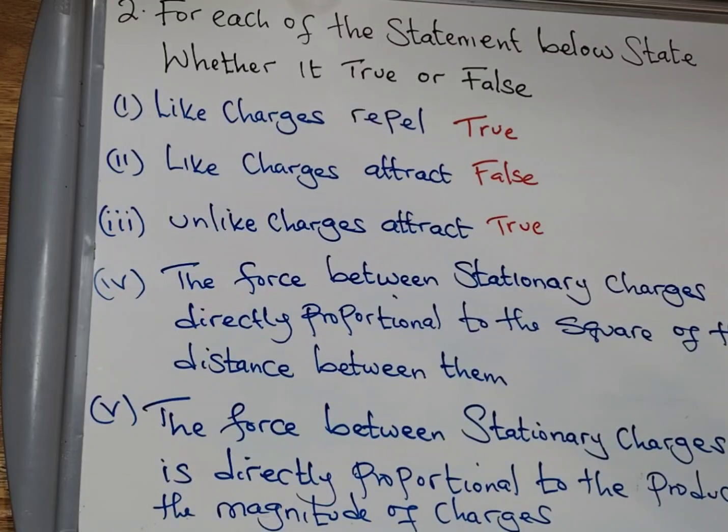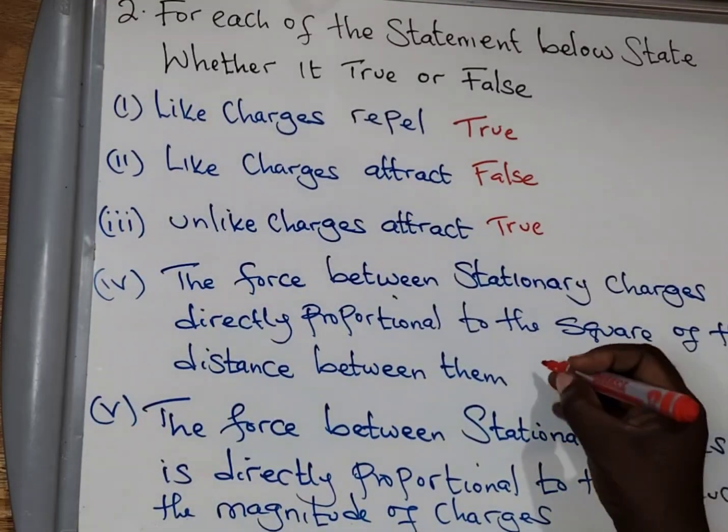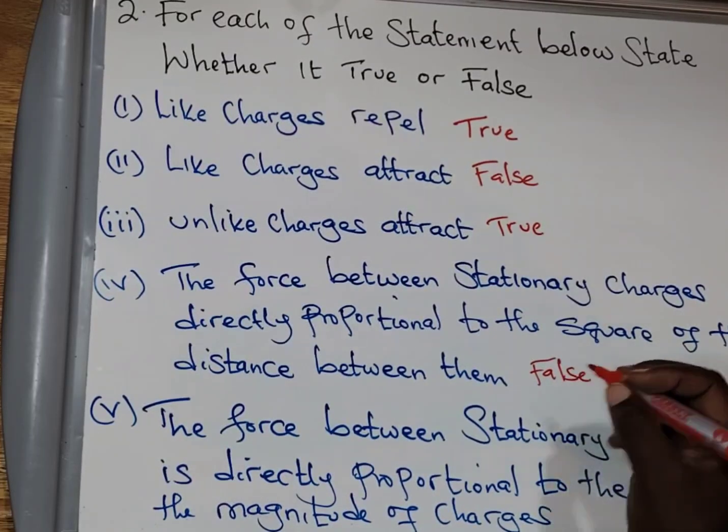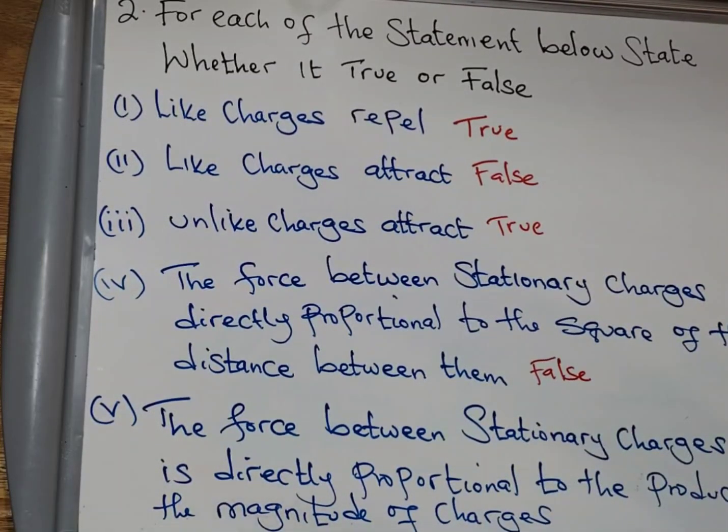Then the force between stationary charges is directly proportional to the square of the distance between them. That is false. It is inversely proportional to the square of the distance between them. Then comes this one. The force between stationary charges is directly proportional to the product of the magnitude of the charges. This is true.